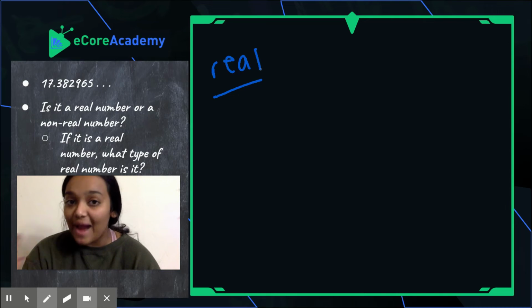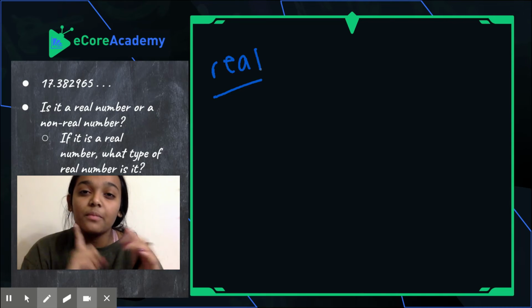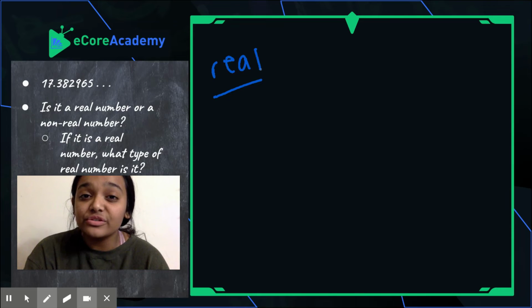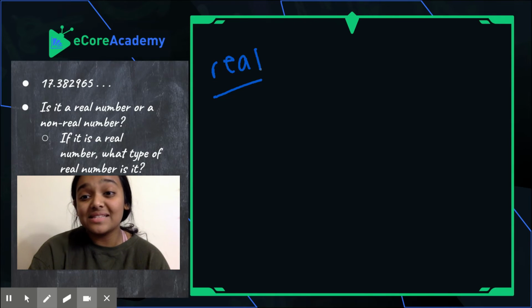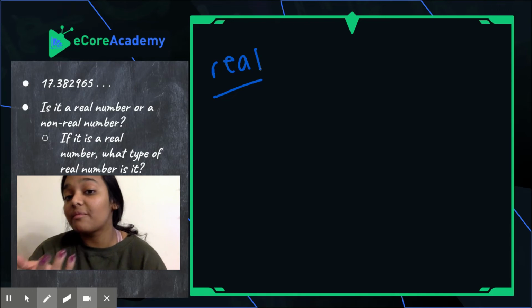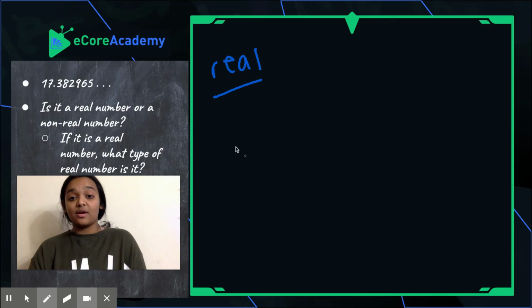But we know that if it's a rational non-terminating number, it has a repeating pattern. 3, 8, 2, 9, 6, 5. I don't really see a repeating pattern. So since there is a non-repeating pattern and a non-terminating value, it's safe to say that this number is irrational.